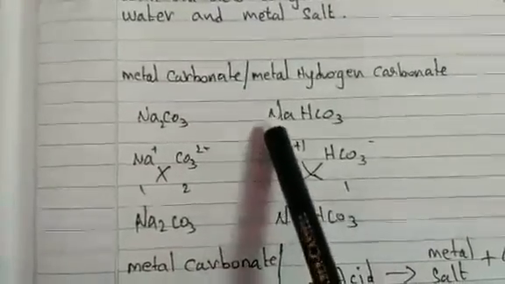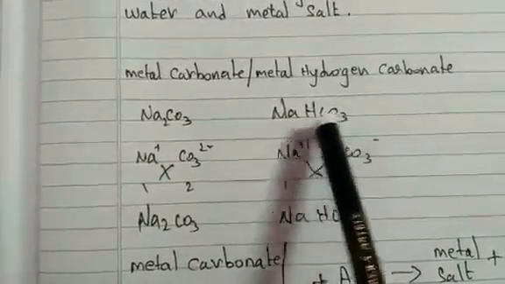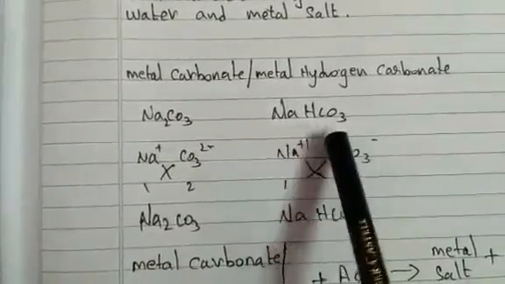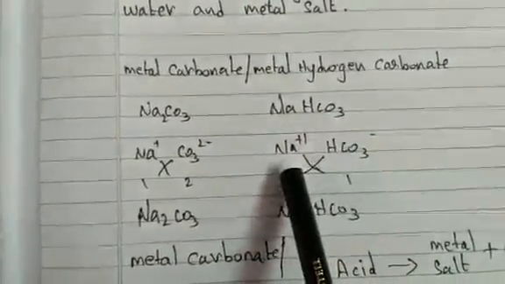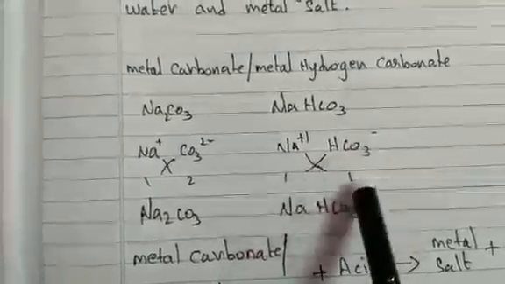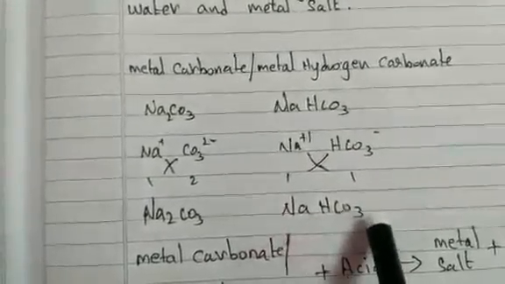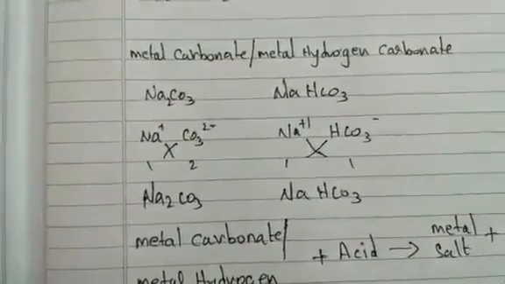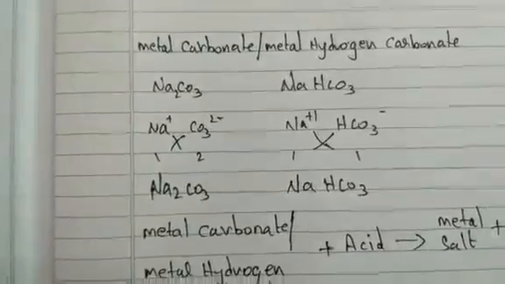Likewise, sodium hydrogen carbonate is known as metal hydrogen carbonate. It is also known as metal bicarbonate. So again, Na is plus 1, HCO3 is minus 1, 1 plus 1 minus: NaHCO3. So it is a metal hydrogen carbonate. Now you know what a metal carbonate and a metal hydrogen carbonate are.